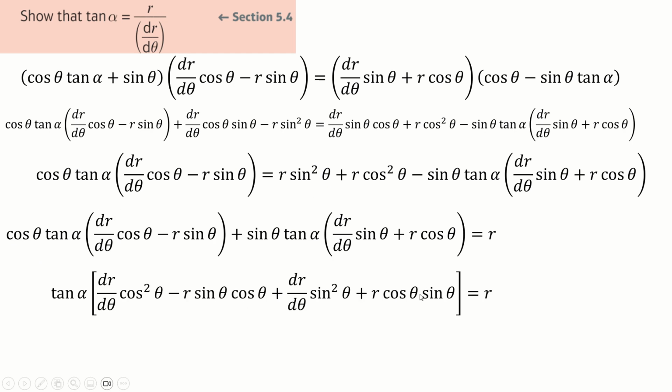This cancels with this, which is beautiful. Factorize out the dr by d theta from these two terms, and you get cos squared plus sine squared, which is 1. And you get tan alpha times dr by d theta equals r. Divide by dr by d theta, and you get what's required.